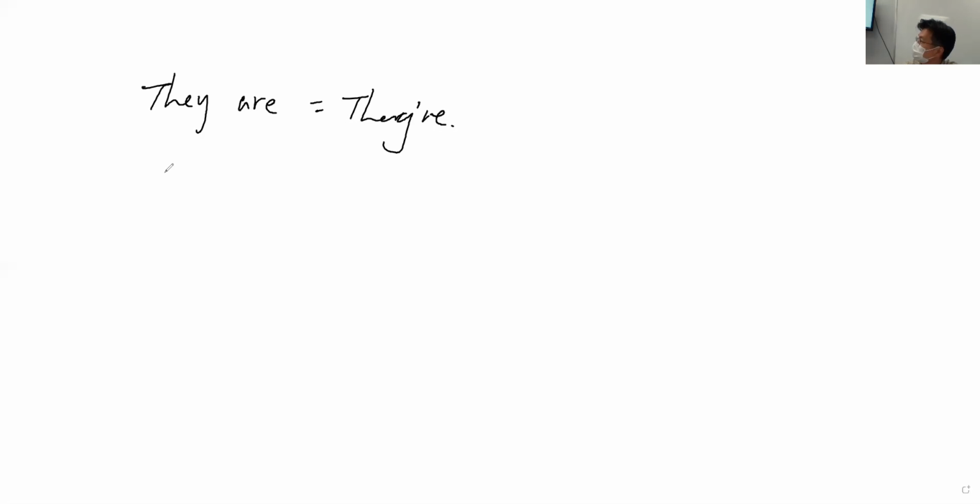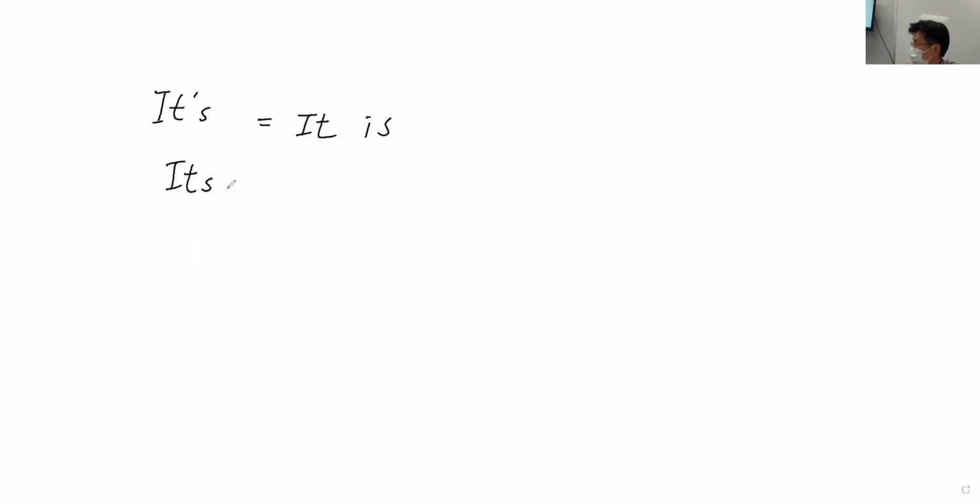And then obviously, as you know, their with the IR is possessive of they, okay? And then there with ERE is a place. So that's what this page is explaining. And page 4, if you go, the case of it's. So it's with apostrophe, you just spell it out as it is.